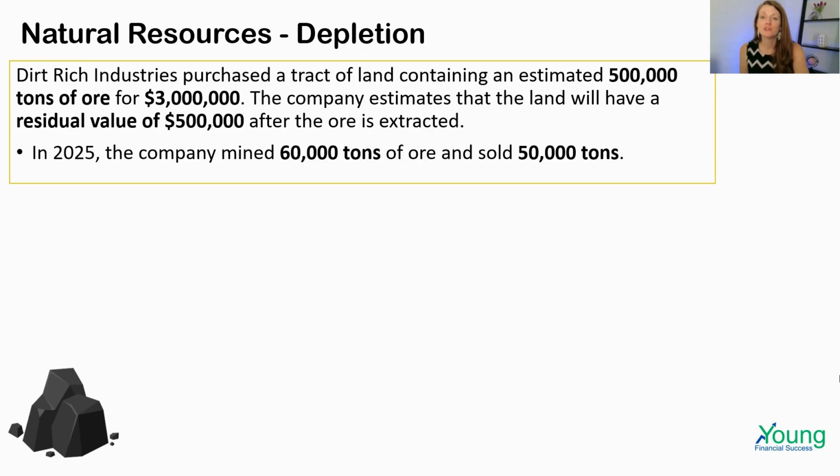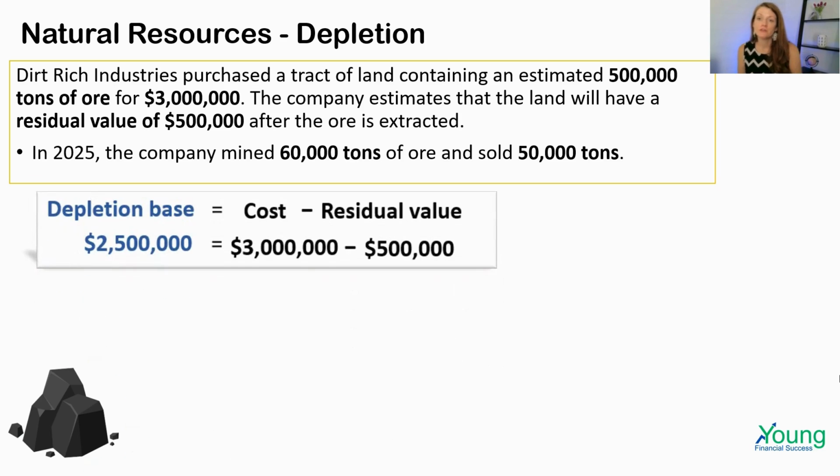We have the tract of land. It cost $3 million, and the residual value is $500,000. So our depletion base is the difference, which is $2.5 million. That's how much total we're going to deplete it by.